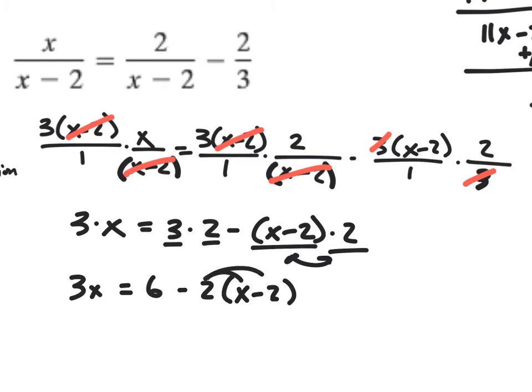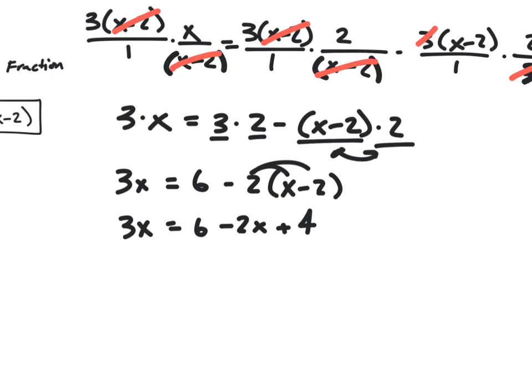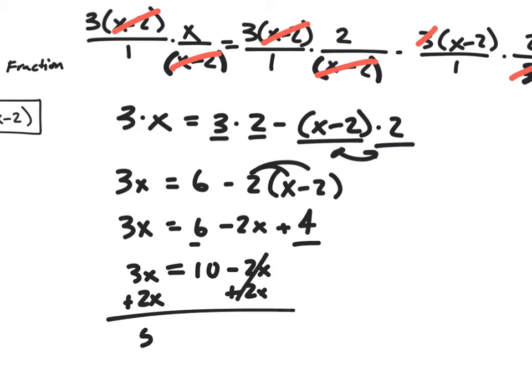So distribute that negative 2. So I got 3x is equal to 6 minus 2x plus 4. Now, I'm going to combine my like terms. 6 and 4 gives me 10 minus 2x, and that's going to equal 3x. So I'm going to add 2x to both sides. Oh, look what we get. Okay, so I'm going to get 5x is equal to 10.